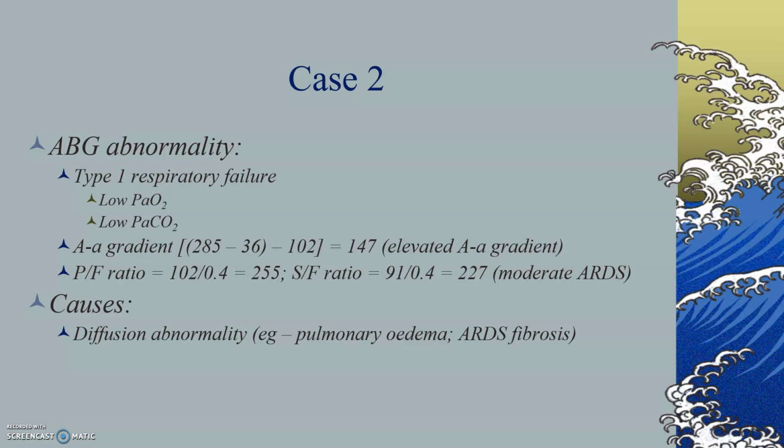Similarly, his PF ratio and his SF ratio also suggest that he has moderate intrinsic lung injury. You can go back to the slide before and just see what the normal would be. So this suggests that this patient primarily has a diffusion abnormality. The oxygen cannot cross the alveolar membrane into the blood, as can be seen in pulmonary edema, ARDS, or fibrosis.